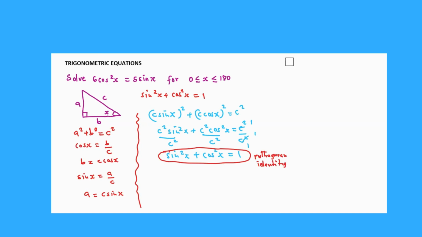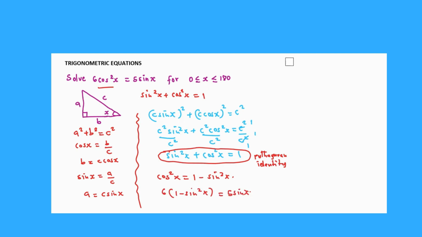Yes, so we can now apply it. Looking at 6 cos squared x, and on this side we have sin x. There's no relationship between cos x and sin x, but there is a relationship between cos squared x and sin squared x. So this is the side we'll change. So we have cos squared x is equals to, you can see that is 1 minus sin squared x. Having done that, we can substitute this back into our original equation. So we have 6 into cos squared x, which is 1 minus sin squared x, and then this is equals to 5 sin x.